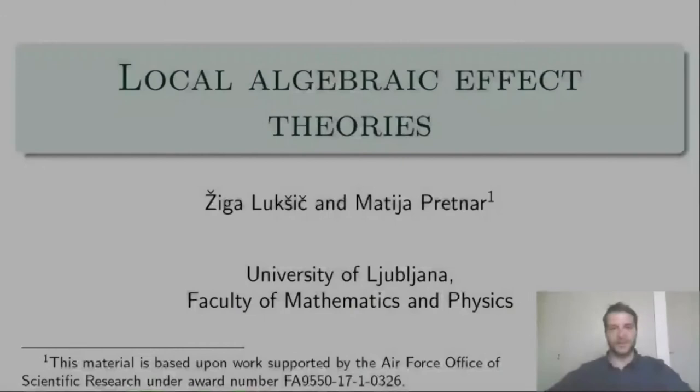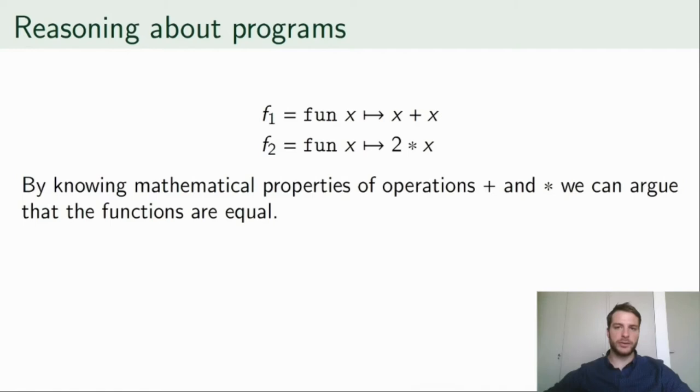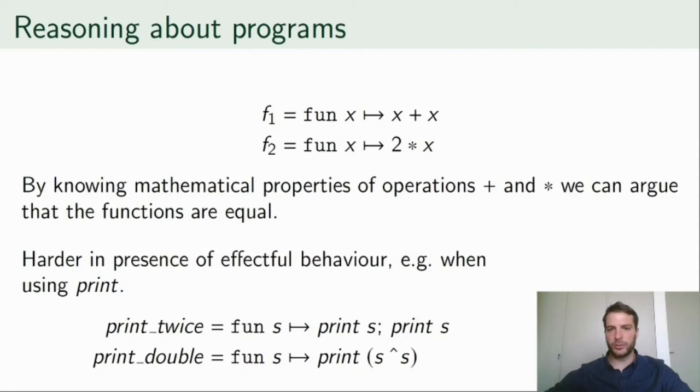Hi, I'm Žiga Lukšič, and I will present joint work with Matija Pretnar on local algebraic effect theories, which was developed to aid with reasoning in languages with effect handlers. When reasoning about programs, we often rely on certain equivalences, such as the ones stemming from mathematical properties. For instance, the functions f1 and f2 can be considered equal since x plus x is equal to 2 times x. Program equivalence gets much harder when we start using computational effects.